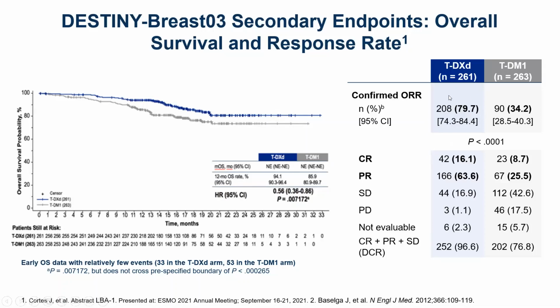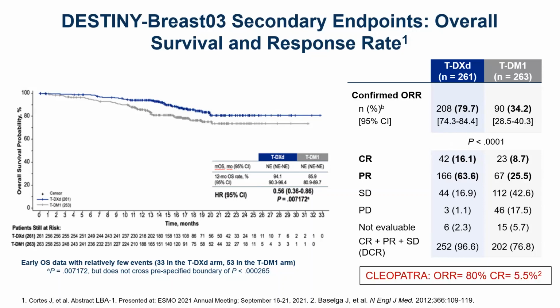And we saw that nearly 80% of patients treated with TDXD had their disease shrink or disappear. 16% of patients treated with it had it disappear. You couldn't see the cancer anymore on scans. And all of these numbers compare favorably against TDM1. So immediately, where available, these data made TDXD the standard of care in the second line setting.